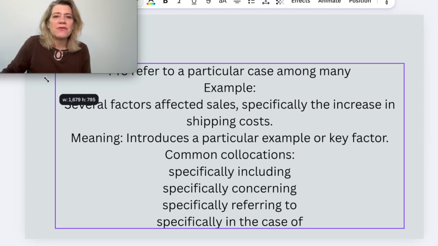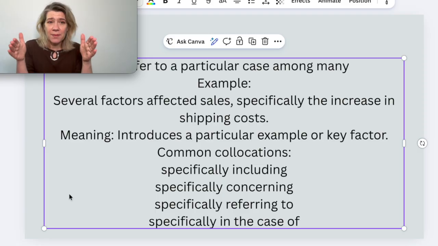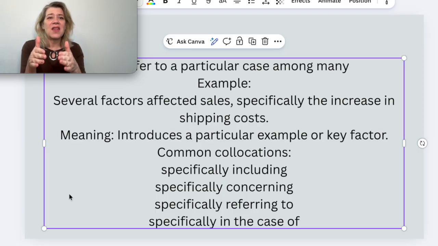We use it to refer to a particular case among many. Several factors affected sales, specifically the increase in shipping costs. So there were a lot of things that happened, but this one is the one we really want to look at. We'd say specifically including, specifically concerning, specifically referring to, specifically in the case of. We use those collocations. If I say specifically concerning, then I am zeroing in on the one thing that is the most important thing.